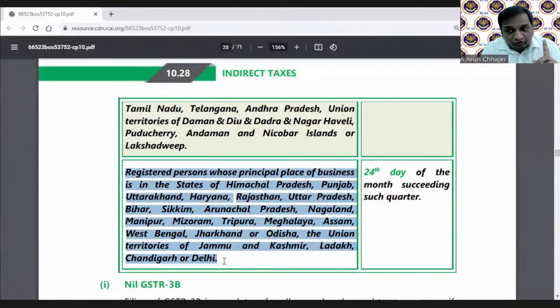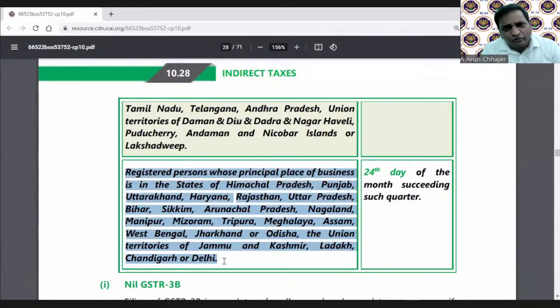Is it applicable for monthly? Answer is no. It is applicable only to quarterly return filers who opted for QRMP, and then they will file the GSTR 3B based on either 22 or 24.